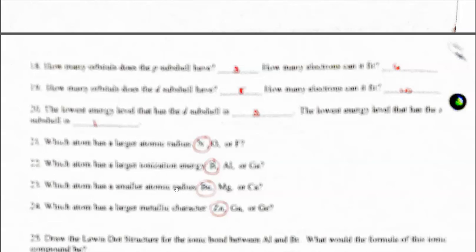It's kind of funky. Which atom has a smaller atomic radius? I got Be, okay, because you're comparing Be, Mg, and Ca. As you go down, it increases. What has a larger metallic character? That pattern is the same with atomic radius, so it's going to be zinc.